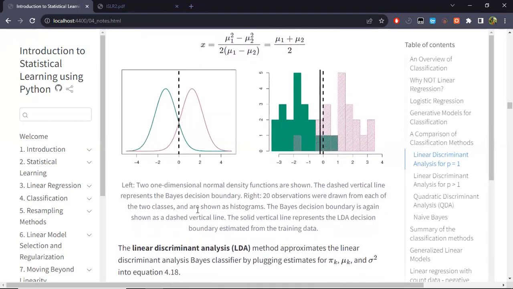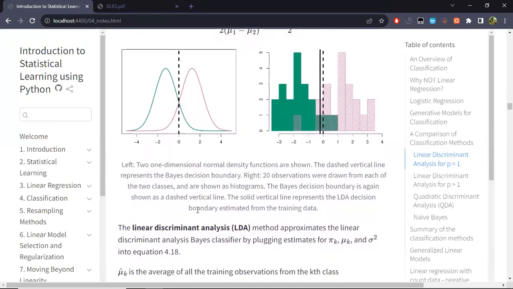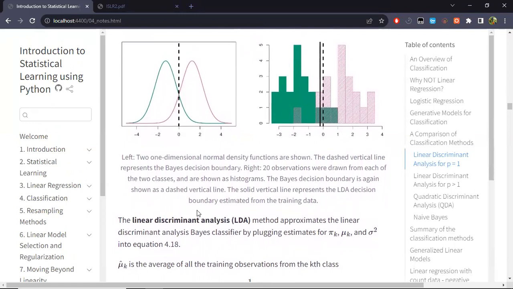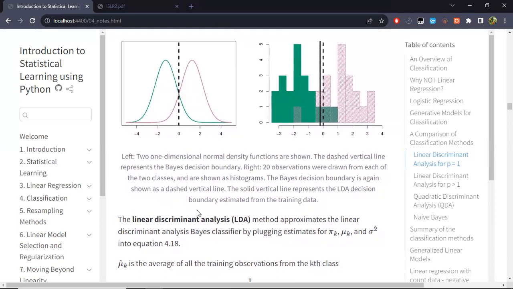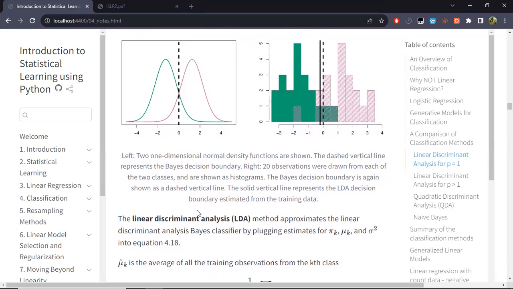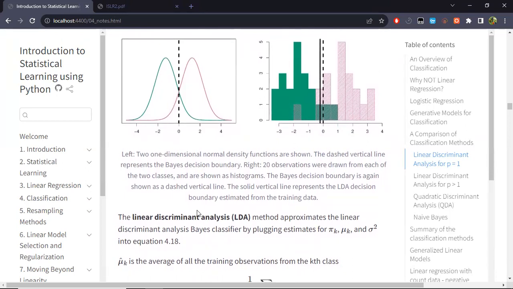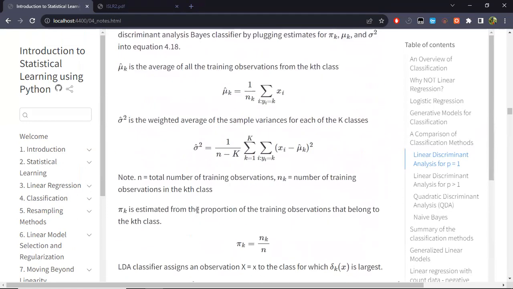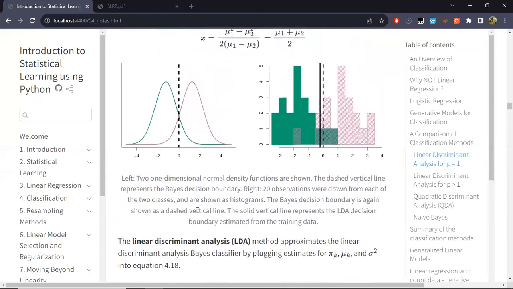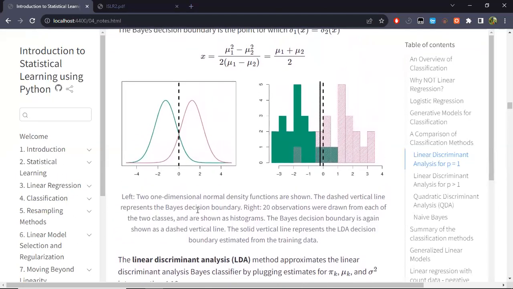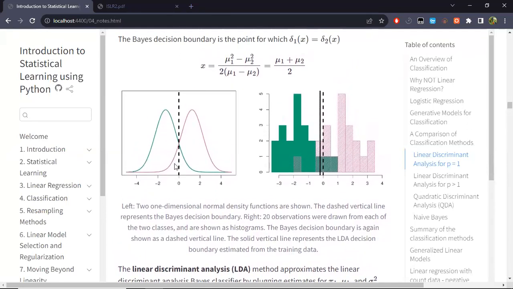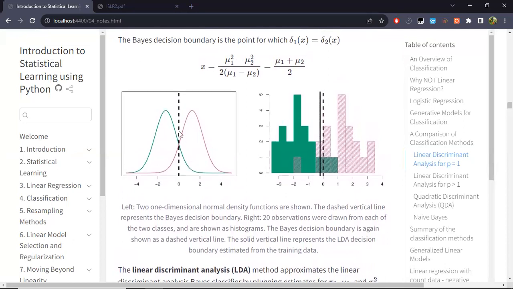Let's see, let me remember what this image is saying. We have these two normal distributions in the case of this binary response. Anyone remember what was the interpretation for this picture?